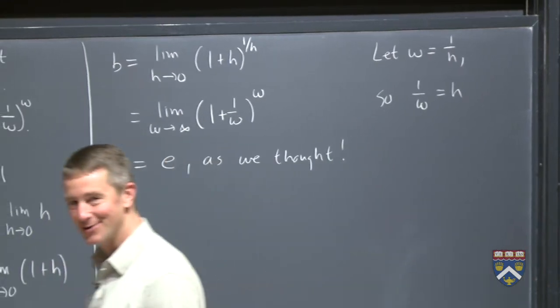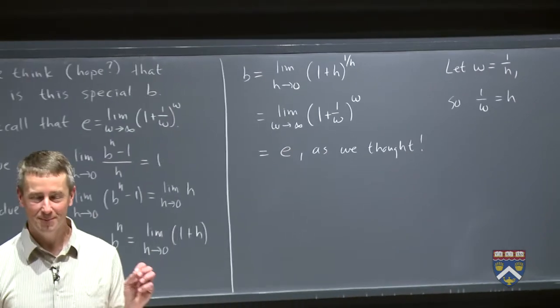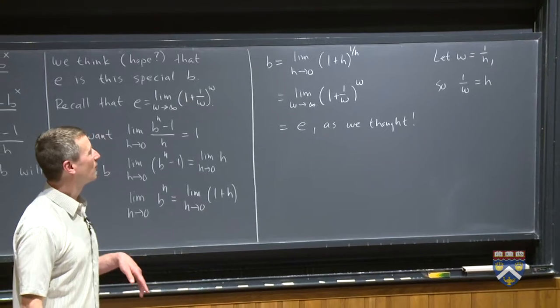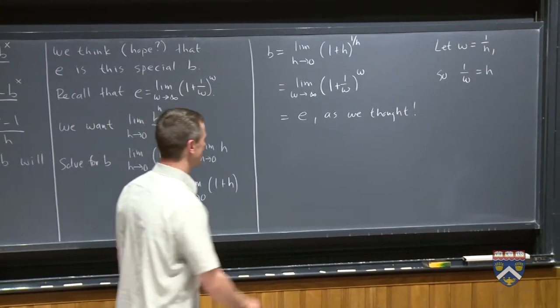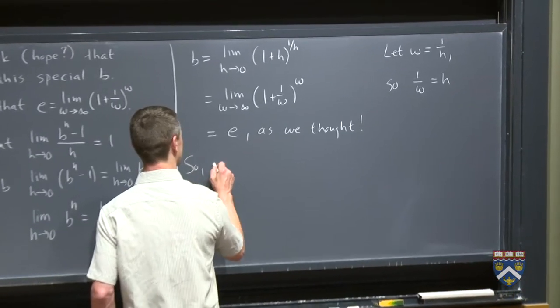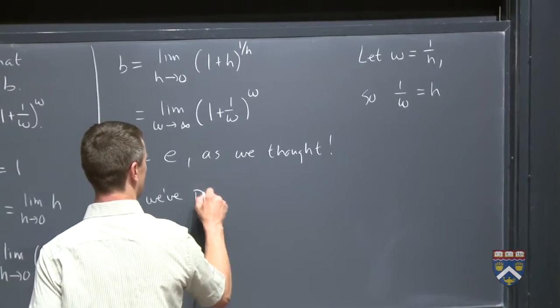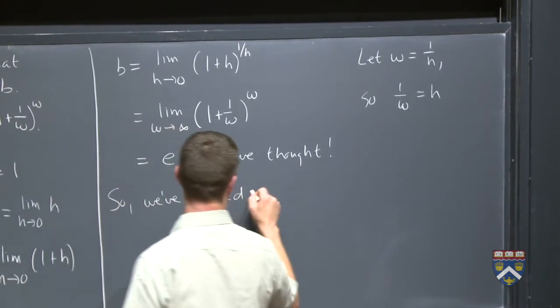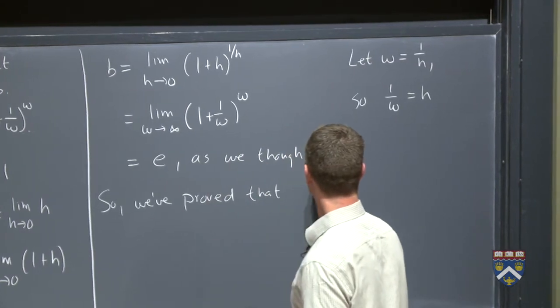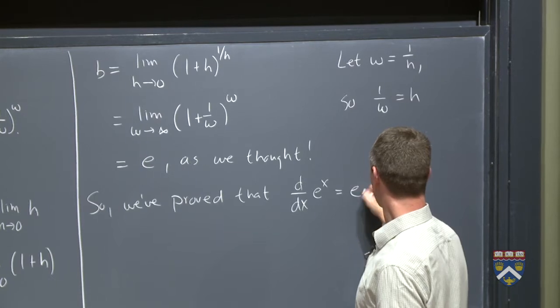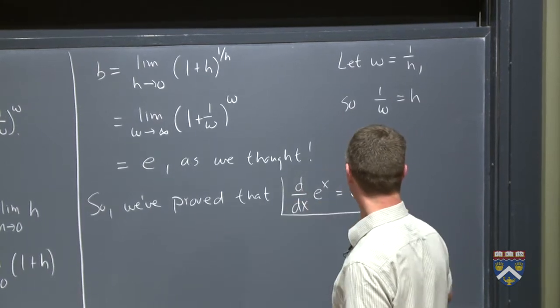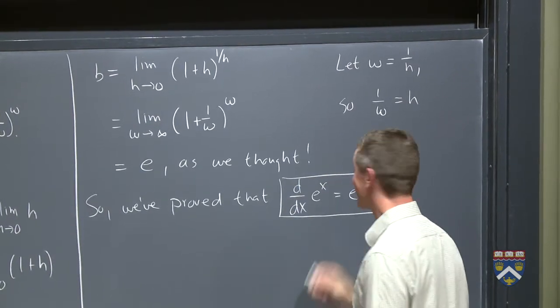So that's great. We have found the one magic special number where the derivative of b to the x is exactly b to the x itself. So we've proved that the derivative of e to the x is itself. And I hope you find that at least a little intriguing.